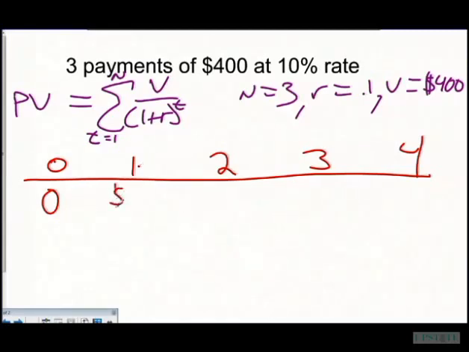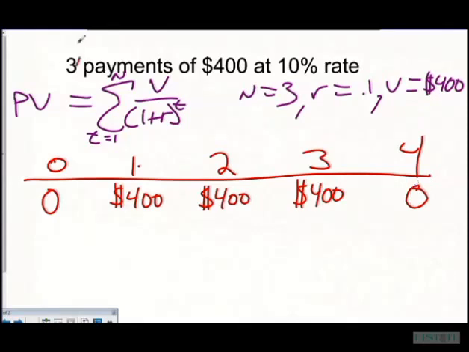So we have a $400 payment coming in year 1. We also have a $400 payment coming in year 2. And we also have a $400 payment coming in year 3. What's coming in year 4? 0. Why 0? Because we only have 3 payments, and those payments are coming in year 1, year 2, and year 3. We have a 0 payment in year 4.